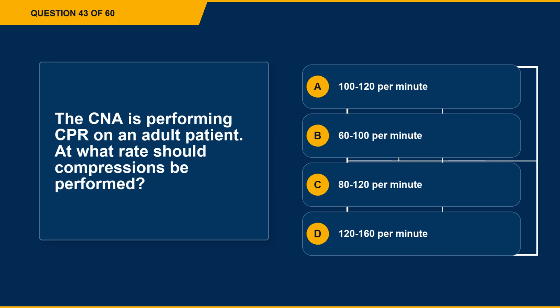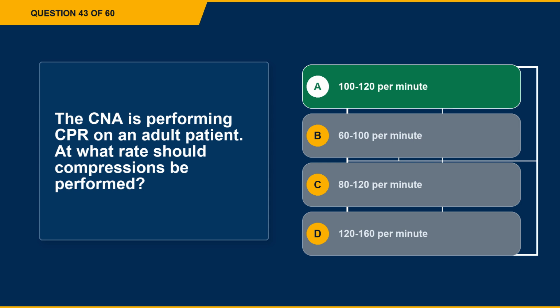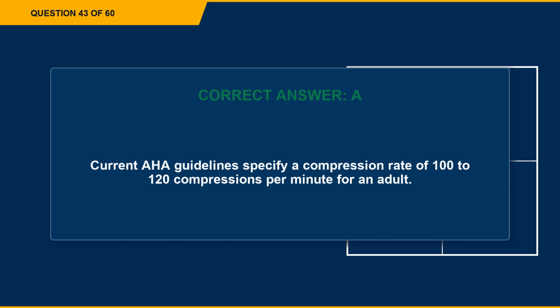Question 43. The CNA is performing CPR on an adult patient. At what rate should compressions be performed? Option A, 100-120 per minute. Option B, 60-100 per minute. Option C, 80-120 per minute. Option D, 120-160 per minute. The correct answer is option A, 100-120 per minute. Explanation. Current AHA guidelines specify a compression rate of 100 to 120 compressions per minute for an adult.